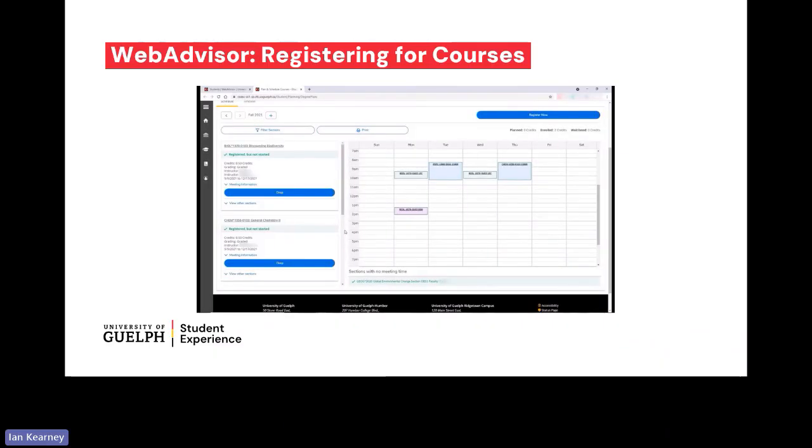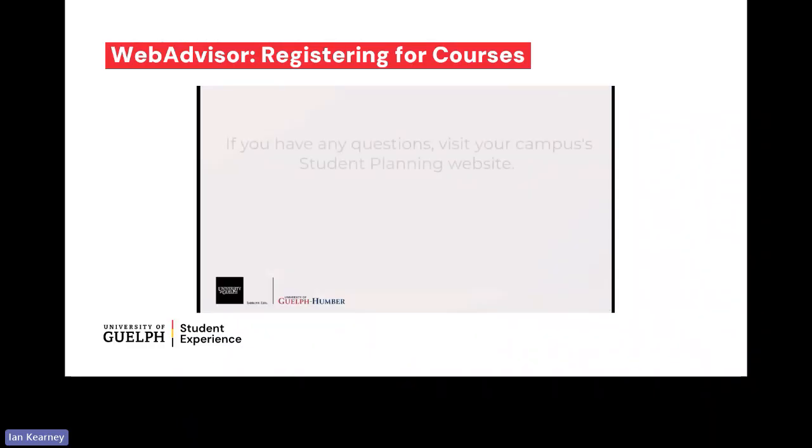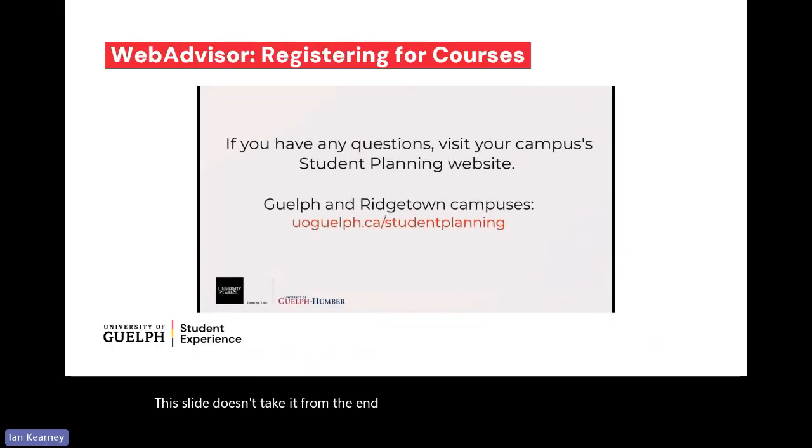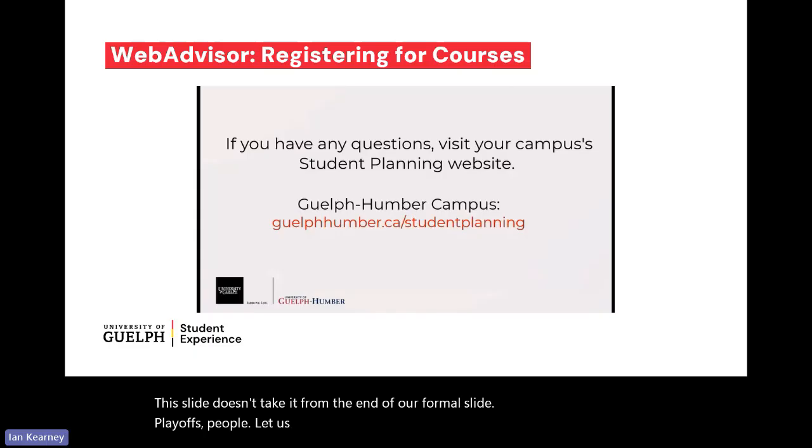We hope that you are now familiar with how to register for courses using student planning. Watch our other student planning videos for more information about degree planning and course enrollment at the University of Guelph, Ridgetown campus, and University of Guelph-Humber. If you have any questions, visit your campus's student planning website. For Guelph and Ridgetown campuses, please visit uoguelph.ca/student planning. And for the Guelph-Humber campus, please visit guelphumber.ca/student planning.